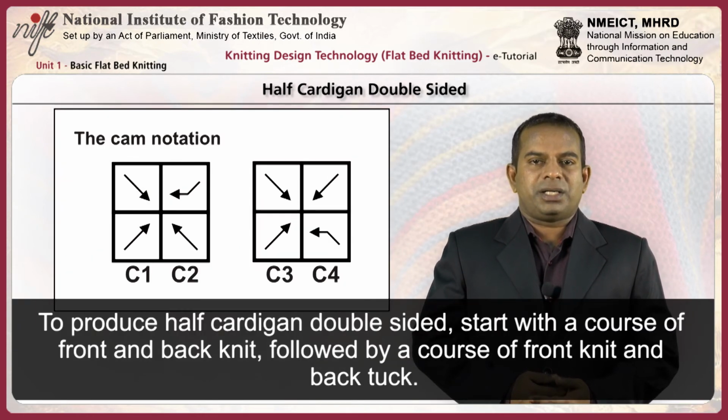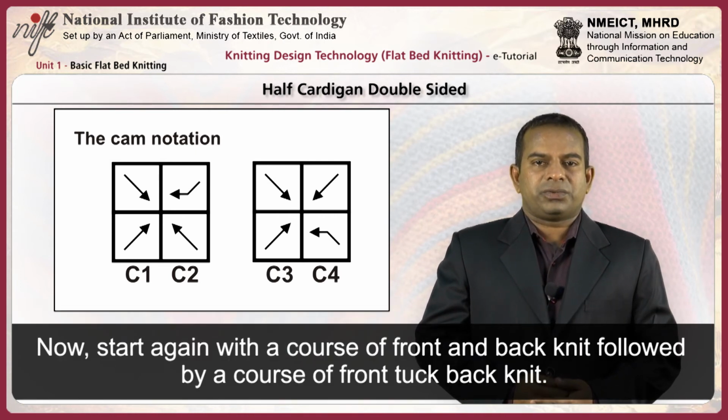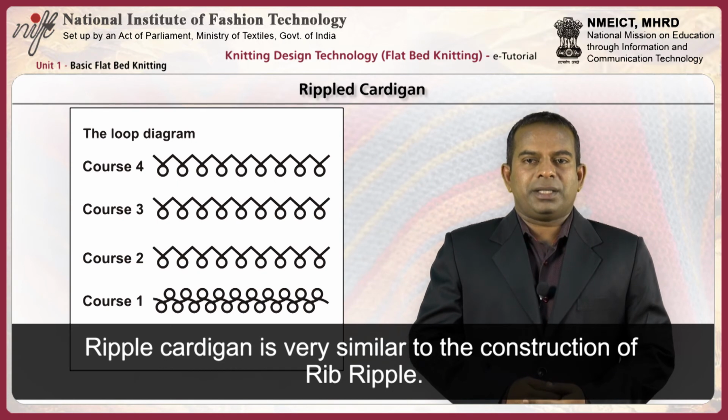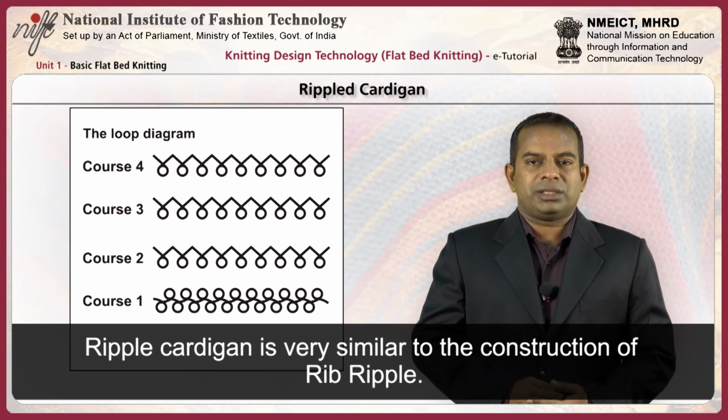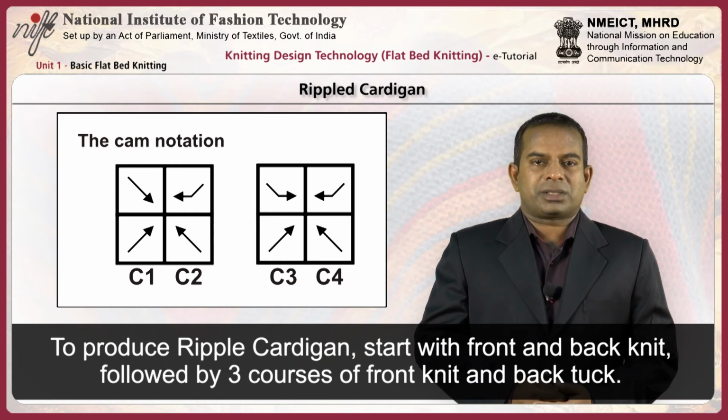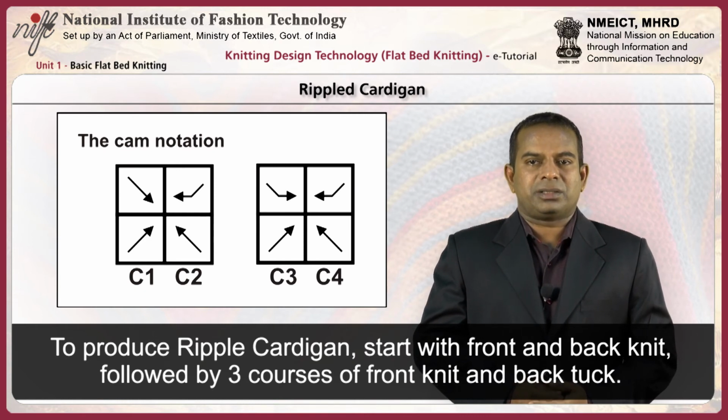To produce half cardigan double-sided, start with a course of front and back net followed by a course of front net and back tuck. Now start again with a course of front and back net followed by a course of front tuck and back knit. Ripple cardigan is very similar to the construction of rib ripple. To produce ripple cardigan, start with front and back knit followed by 3 courses of front knit and back tuck.